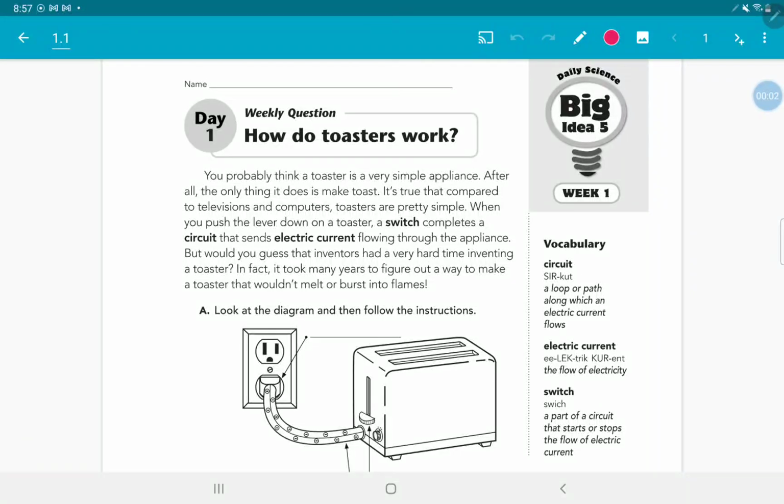So this week we're going to be talking about how electrical energy can be converted or changed into heat.